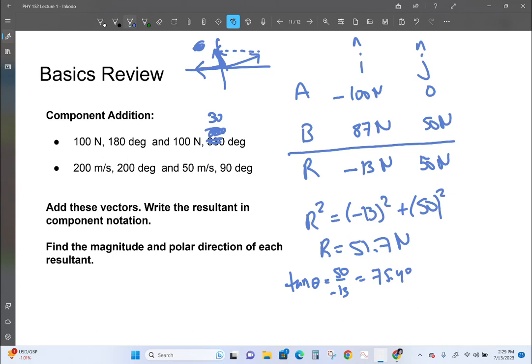If I want to describe that, that's west of north. Actually, it's not. I'm sorry. It's north of west. It's this angle right here, where y over the adjacent. Or it's 180 minus 75.4, which would be 104.6 degrees. So 51.7 newtons at a heading of 104.6 degrees.